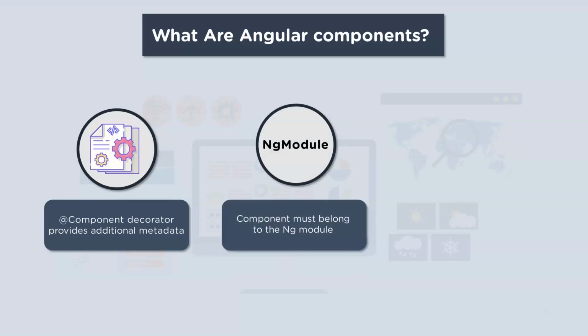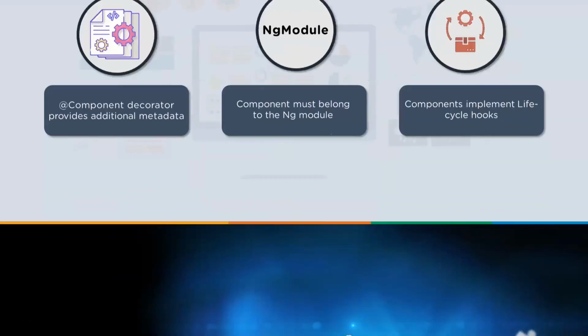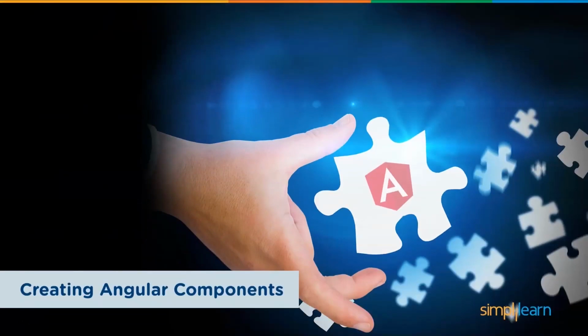Now a component must belong to the NgModule in order for it to be usable by another component or application. And finally, components control their runtime behavior by implementing lifecycle hooks. So this was just a brief introduction to what Angular components are. Now you will only be able to understand the working of components when I show it to you practically. So let's head over to our Visual Studio Code.